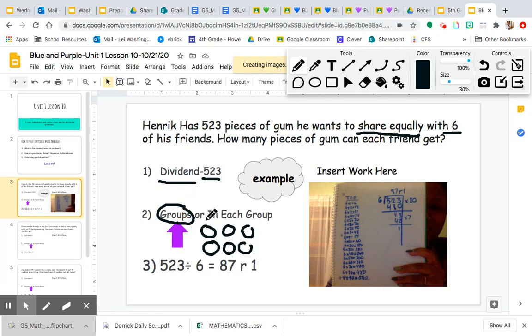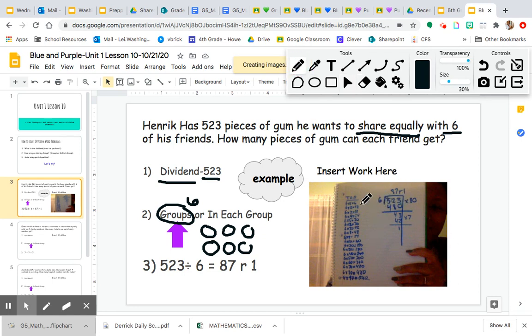So you're going to take this little arrow, which will be in the middle, and you're going to move it over to groups. And we figured out that he has 6 of those groups. We have to figure out how many goes in each of those groups. Now that that's all figured out, you'll use that to create your problem. So for step 3, the problem for this is 523 pieces of gum divided with 6 friends. And I did my problem for it right over here, on my piece of paper.